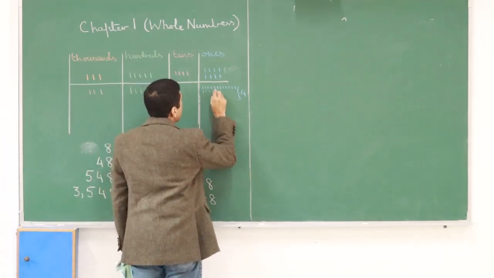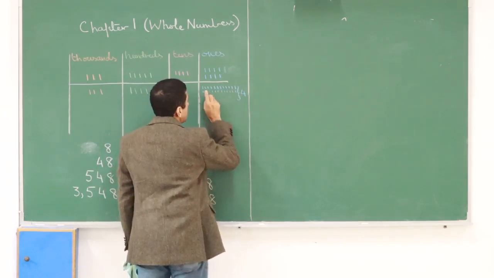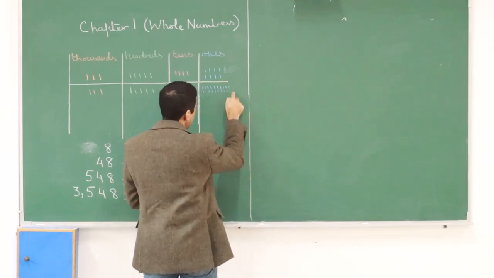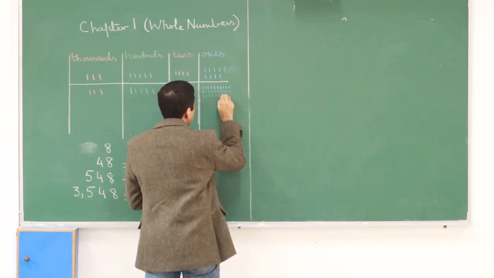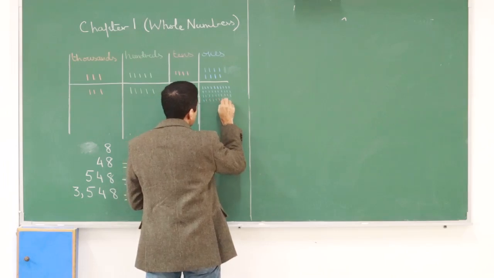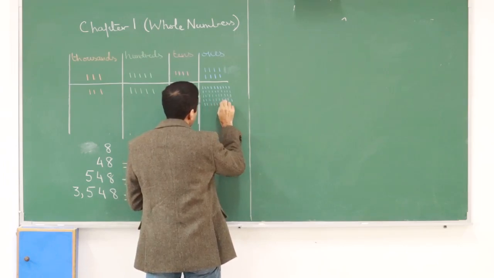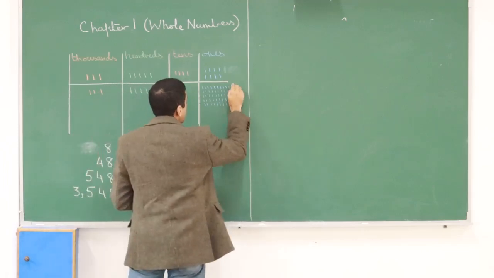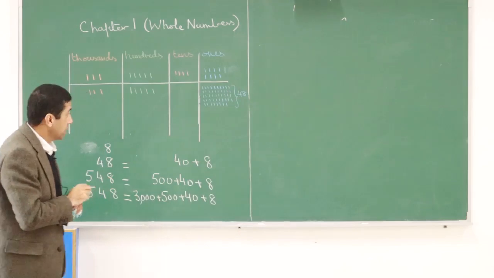1, 2, 3, 4, 5, 6, 7, 8, 9, 10, 11, 12. No, I shouldn't do 12. This is cheating. So for 10, 10, 20, 21, 22, 23, 24, 25, 26, 27, 28, 29, 30, 31, 32, 33, 34, 35, 36, 37, 38, 39, 40, 41, 42, 43, 44, 45, 46, 47, 48. So these are 48 ones. It's a different way of thinking about the same number, right?